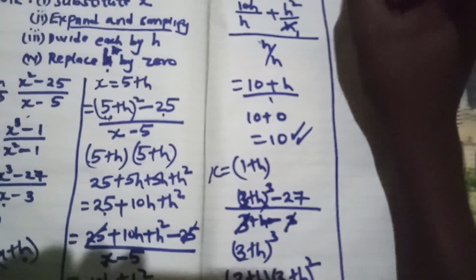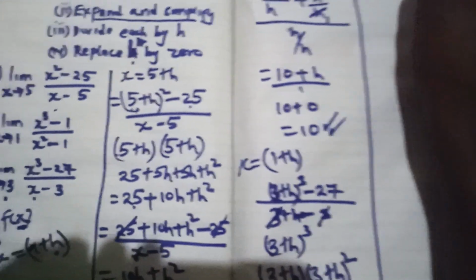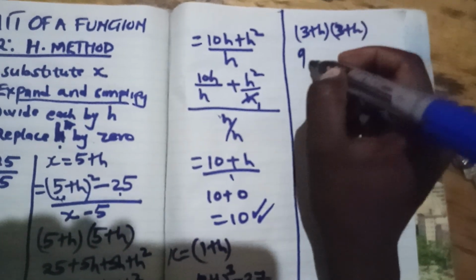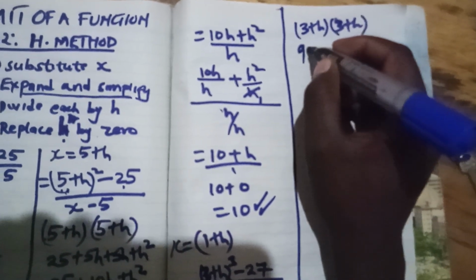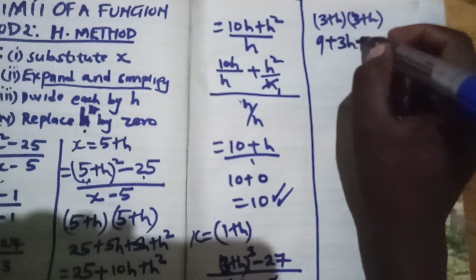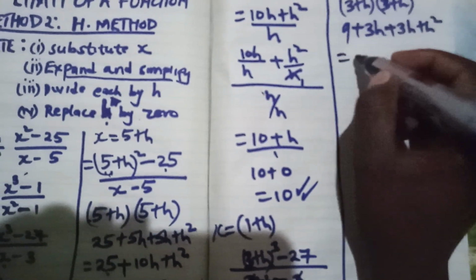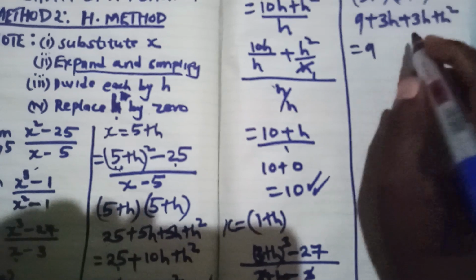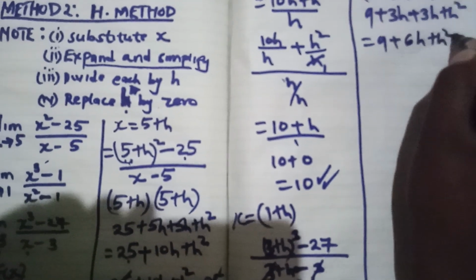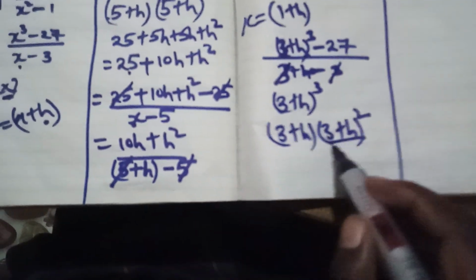Let us start by having 3 plus h multiplied by 3 plus h. This is going to give us 9 plus 3h plus 3h plus h squared. So this is equal to 9, then we will have 6h plus h squared. So this one will represent the value of this one.